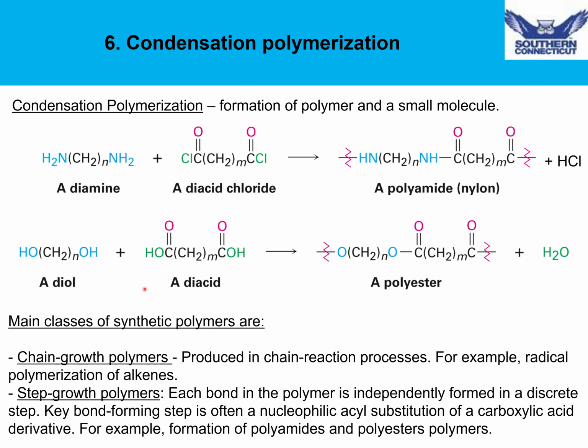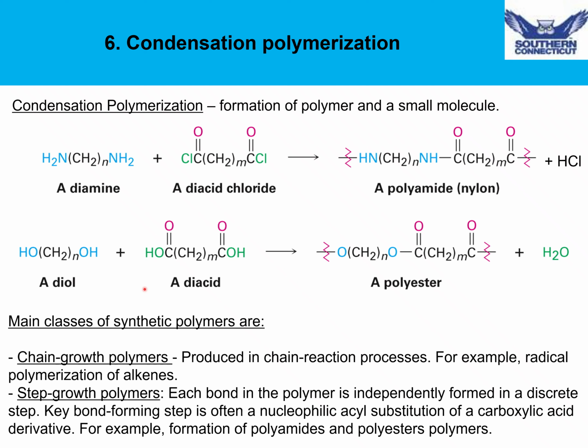There are two main classes of synthetic polymers. The one we're looking at here is a type of step growth polymer where each bond is individually made, leading to a product that then reacts further. It can be the same type of reaction, but each step produces a new bond.